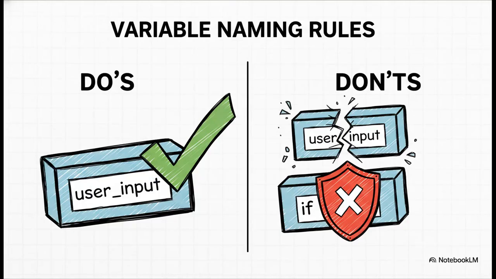Of course, you can't just name these boxes anything you want. There are a few simple rules, as you can see here. They have to start with a letter or an underscore. No spaces allowed. And really important, you can't use special reserved words like the word if, because JavaScript is already using those words for its own purposes. These rules just make sure our instructions are crystal clear, so the browser never gets confused.